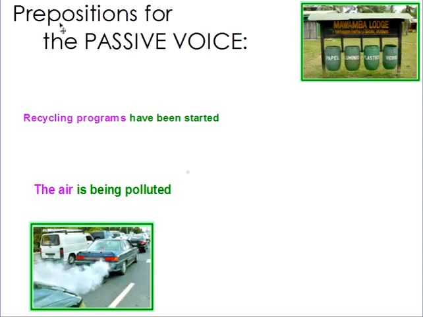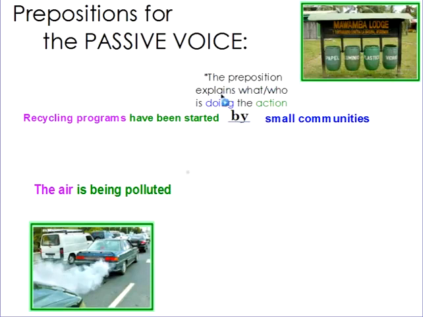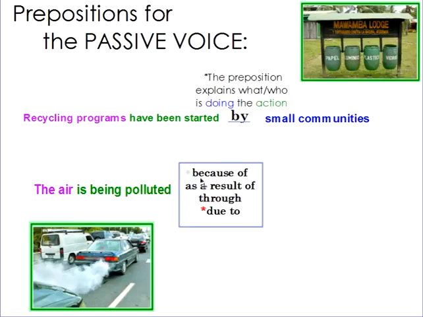Okay, so last we need to look at are the prepositions for the passive voice. Right. So if we remember this example, it said that recycling programs have been started by small communities, right? So by is the preposition, and the preposition explains what or who is doing the action. So it tells me that this action is done by the small communities, right? But I have different prepositions I can use, and I can say things like this. The air is being polluted because of, or as a result of, or through, or due to fumes from too many cars, right? So again, these prepositions explain who is doing this action.